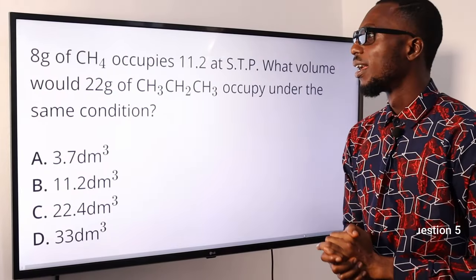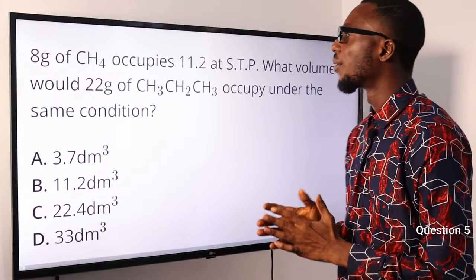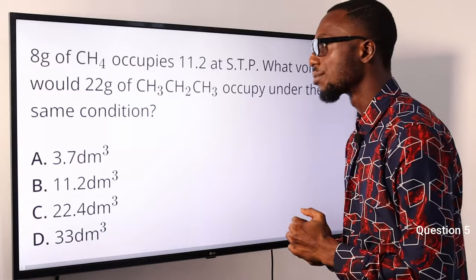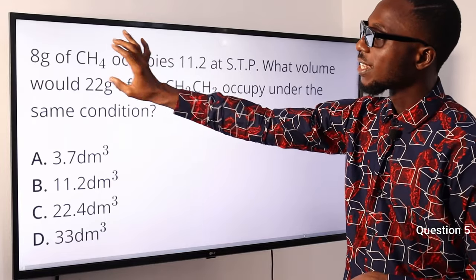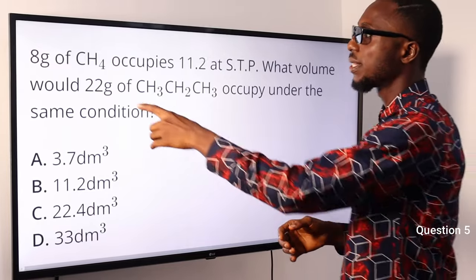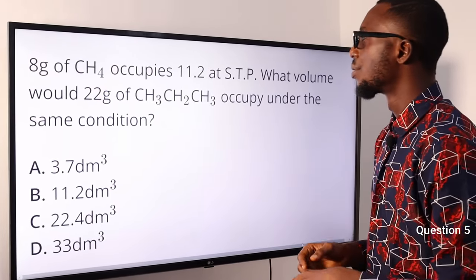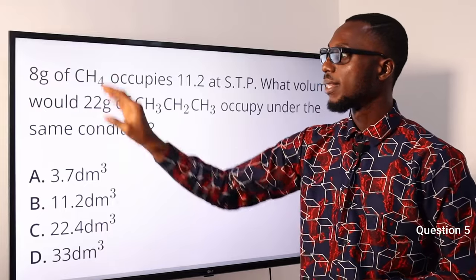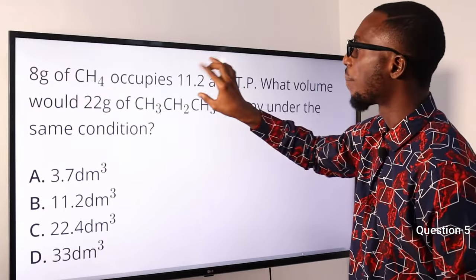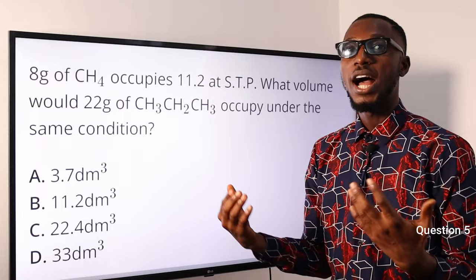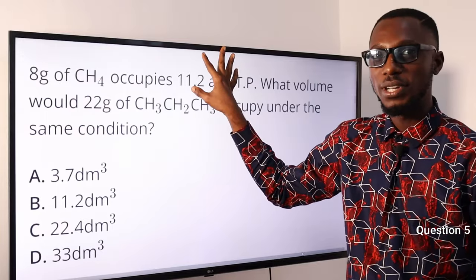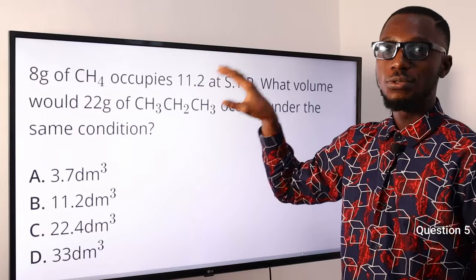Question 5. 8 gram of CH4 occupies 11.2 at STP, standard temperature and pressure. So this gas is methane, which belongs to the alkane family. 8 gram of it occupies 11.2. Normally you should know that this is 16 grams, so we have half of it. 16 grams should occupy 22.4, so half of that 16 is this 8 gram that occupies half of that 22.4, which is 11.2.